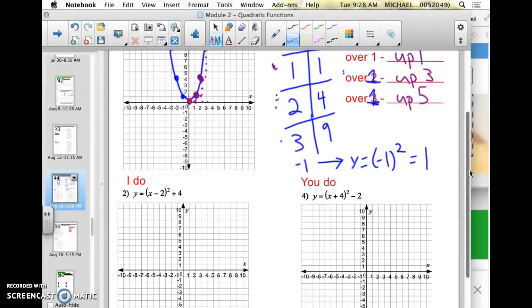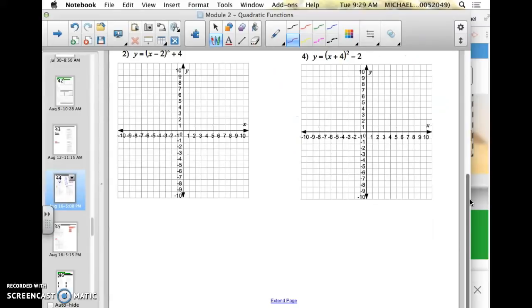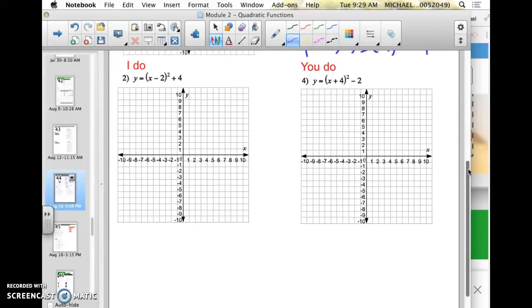that later. So I'm going to actually show you the expectation of this objective. If you were given a problem like this on a practice assignment or a quiz or a test, this is how I'd expect you to do this. Especially if it said, draw the graph and state the transformation. So I'm going to do the first example. And it tells me it's y equals (x minus 2) squared plus 4.